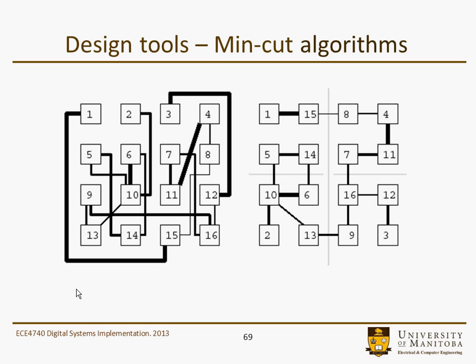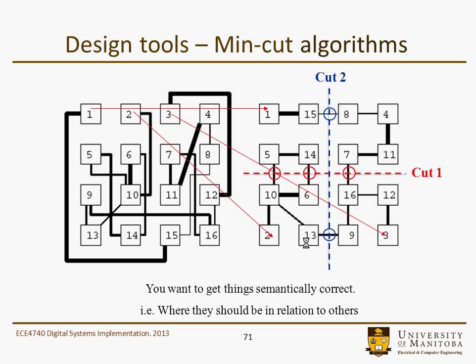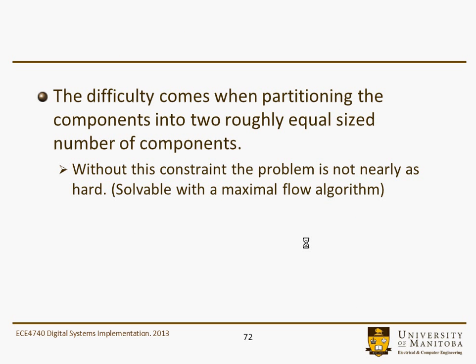So this is that figure shown before. You have a layout. These are just arbitrarily placed at this point in time, and then you go through two phases of the min-cut algorithm, cutting the design into two sides and then cutting those further into two sides as well, or top and bottom. And there's an example where the final places should be. So really what you want to get is semantically correct, and that means where they should be in relation to one another. The difficulty comes when partitioning components into two roughly equal sized numbers of components. If you didn't have this constraint, this problem is not nearly as hard. It really isn't even in the class NPC anymore, and it would be solvable with a maximum flow type algorithm.